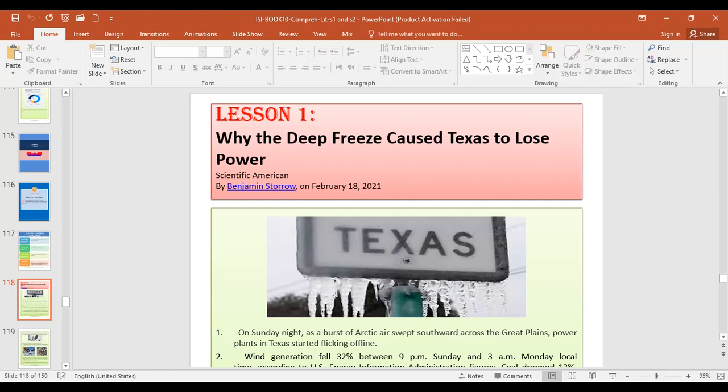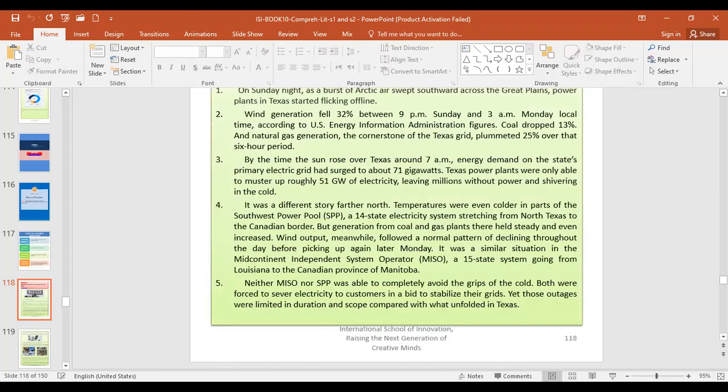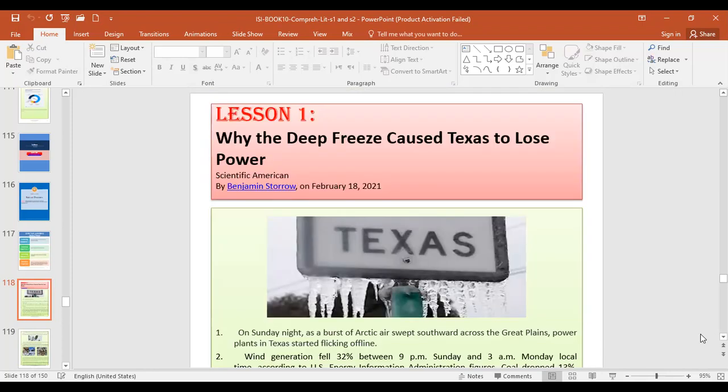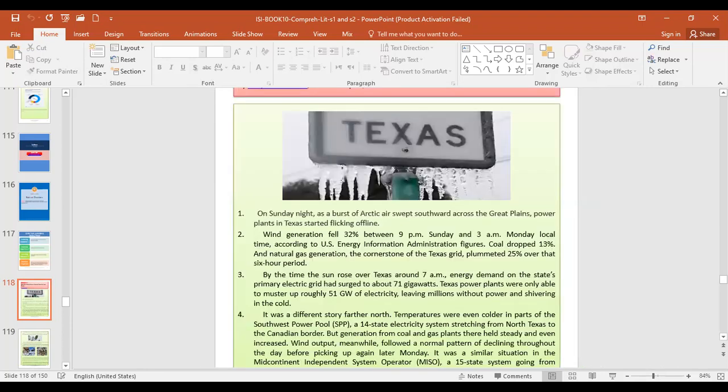On Sunday night, as a burst of Arctic air swept southward across the Great Plains, power plants in Texas started flicking offline. Okay, what do we mean by power plants? Are they plants? What are they? The machines that provide power. Yes, electricity. Power plants are huge structures that produce electricity.